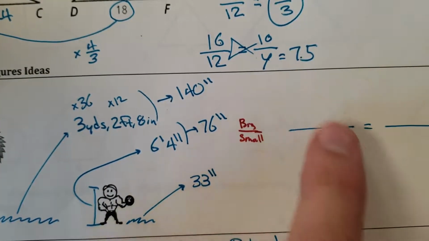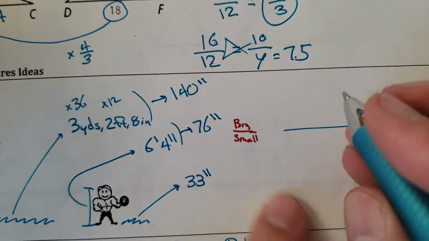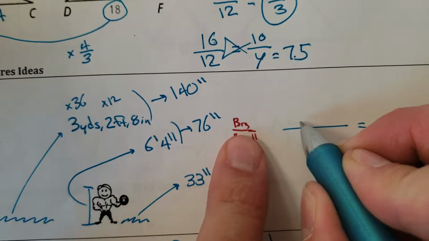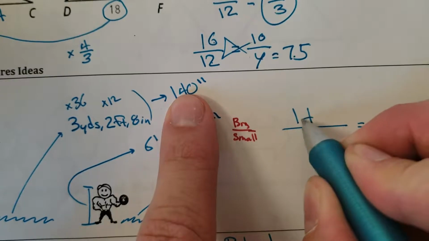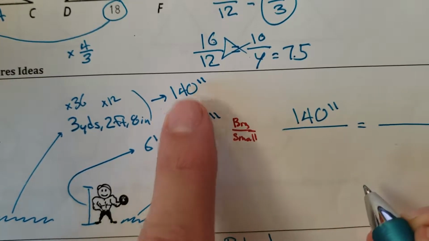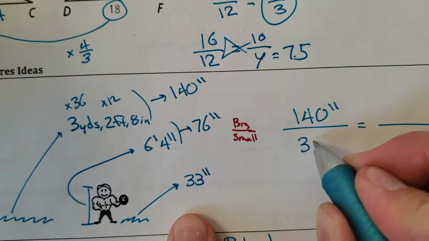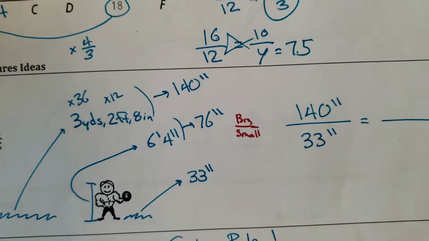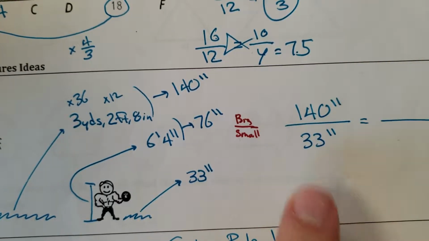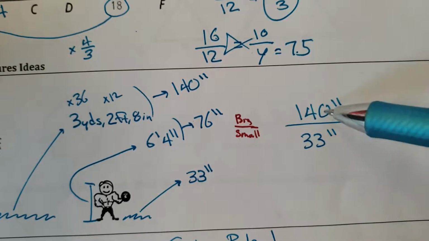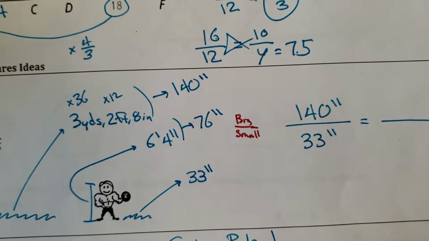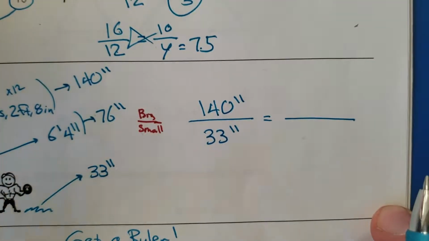So basically, I'm going to go tree over person, tree over person. So let's go big shadow. So big shadow is 140 inches. Small shadow is going to be 33 inches. Okay? So make sure you keep the same information on the same fraction. This is the relation of the shadows. All right, so now I'm going to relate the heights.